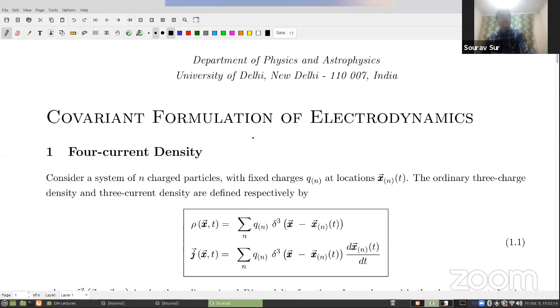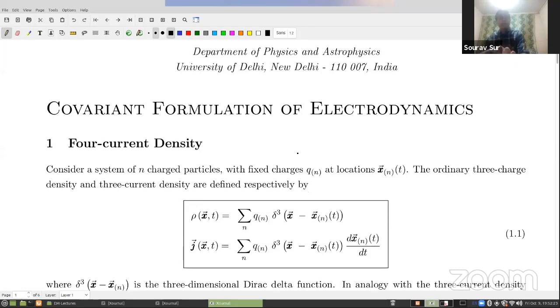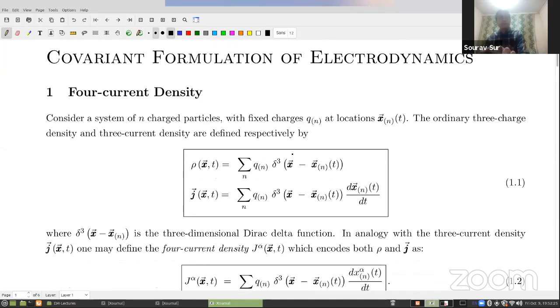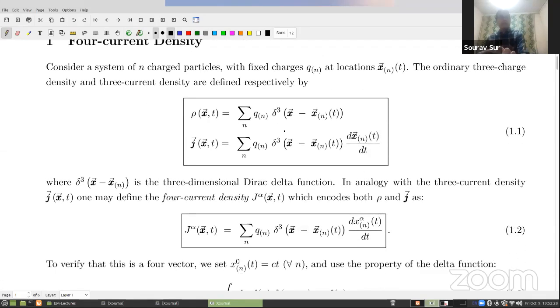Next is the covariant formulation of electrodynamics. These are the definitions of the charge density and the current density.